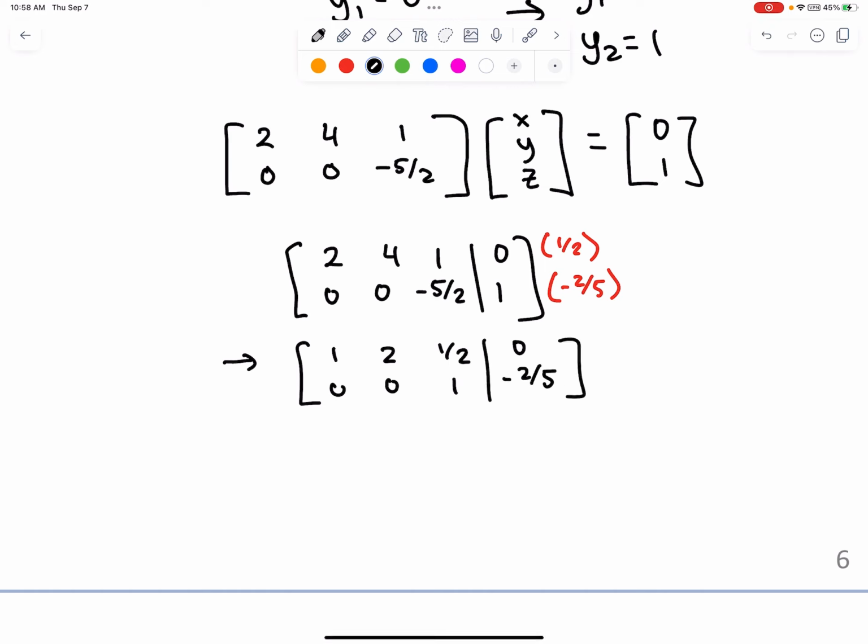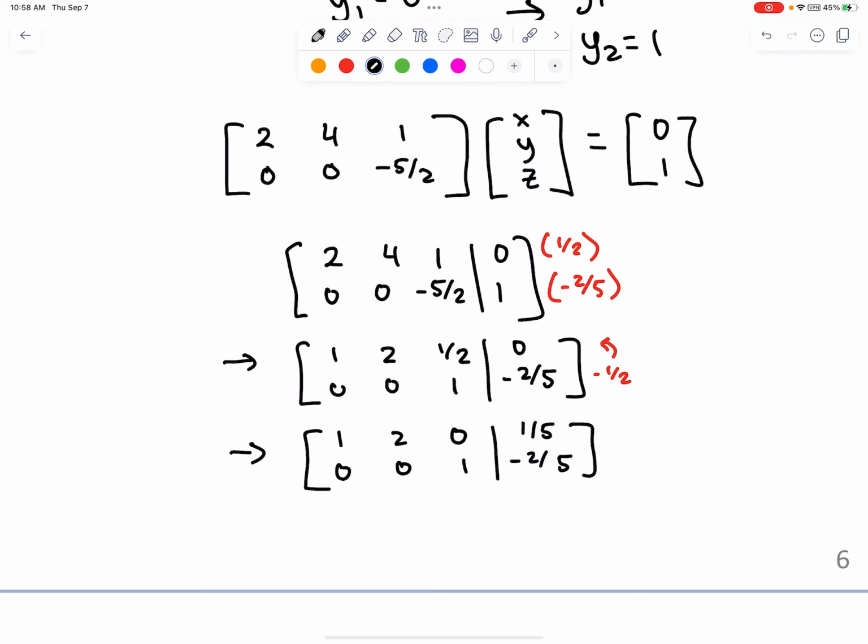This is not yet in reduced row echelon form. I want this entry here to be 0. I'm going to do negative 1/2 times row 2 and add that back to row 1. This will give me a new matrix. Bottom row not changed. Top row will be 1, 2, 0. And then let's do negative 2/5 times negative 1/2. That's going to be positive 1/5. Add that to 0, so we get a 1/5 up here. Now our leading ones are only in these positions. I have a leading 1 here and a leading 1 here. So that's the x and z.